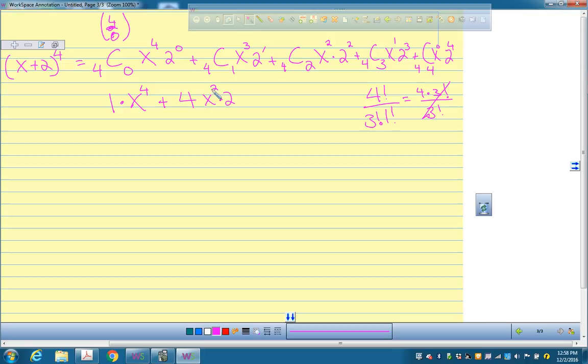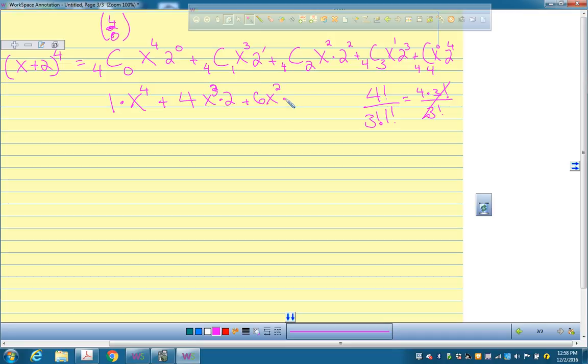X cubed, plus 4 combination 2. 4 combination 2 is 4 times 3 divided by 2, which is 6, yep, so that's 6. And I'll show you, you can either get these from Pascal's triangle, or you can get them on your calculator. I'll show you in a second.